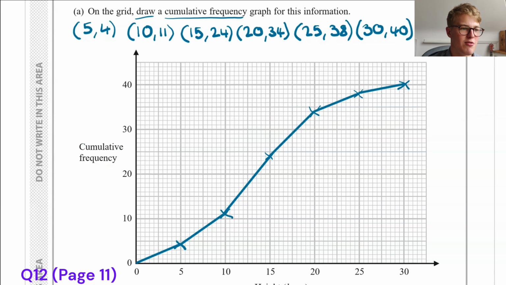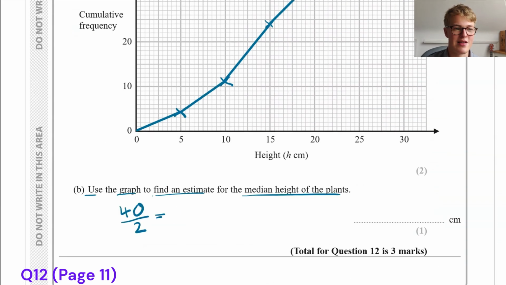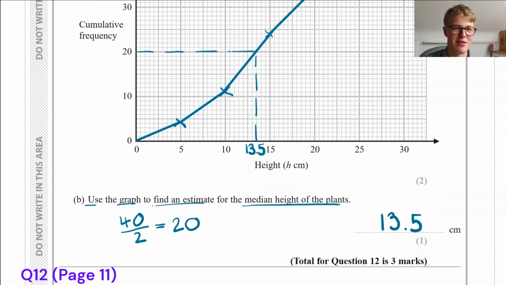Then we need to use the graph to find an estimate for the median height of the plants. So 40 divided by 2, which is 20, to find the median height. So we do 20 and then we read across and we find that the height would be 13.5 for the median, and that is our answer.